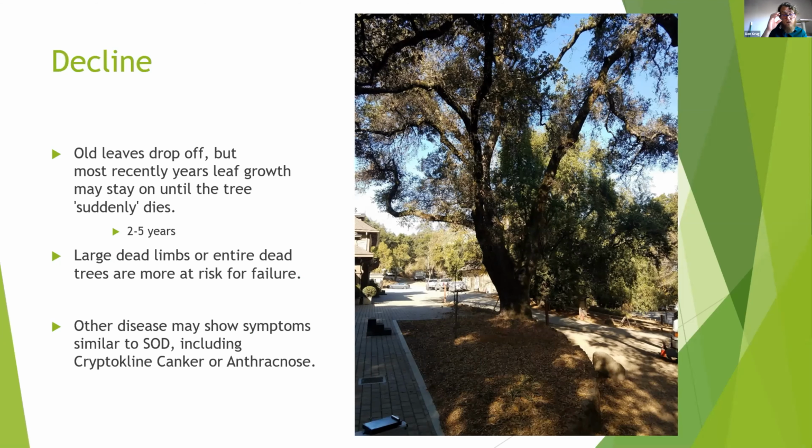What's unfortunate, though, is that there are other diseases which appear like sudden oak death, like Cryptocline canker or anthracnose, which are foliar diseases. On closer inspection, or sampling the leaf material and culturing the pathogens on those leaves, can provide a more precise diagnosis.